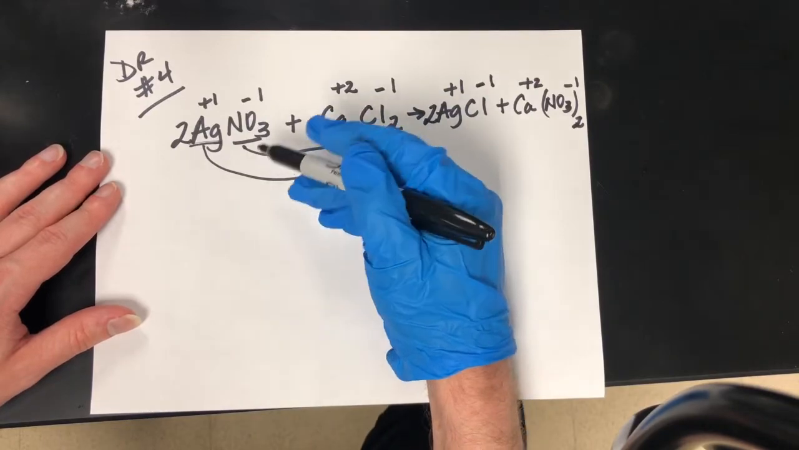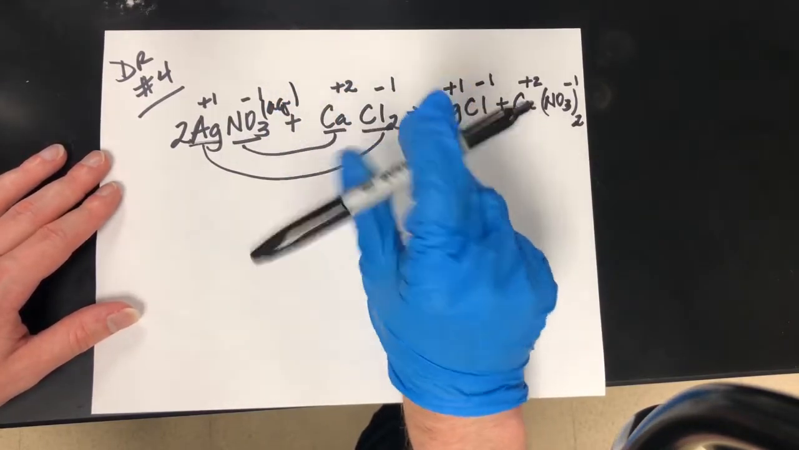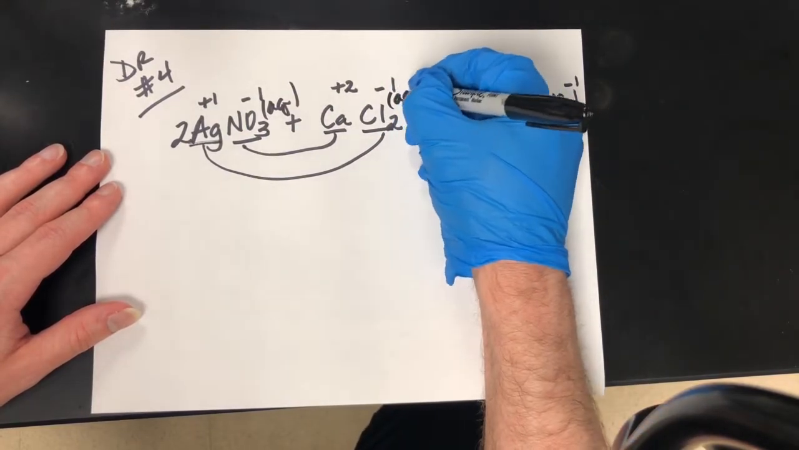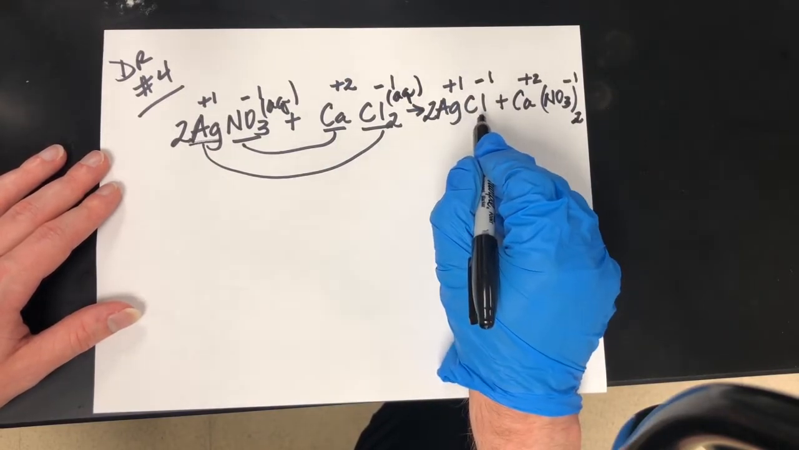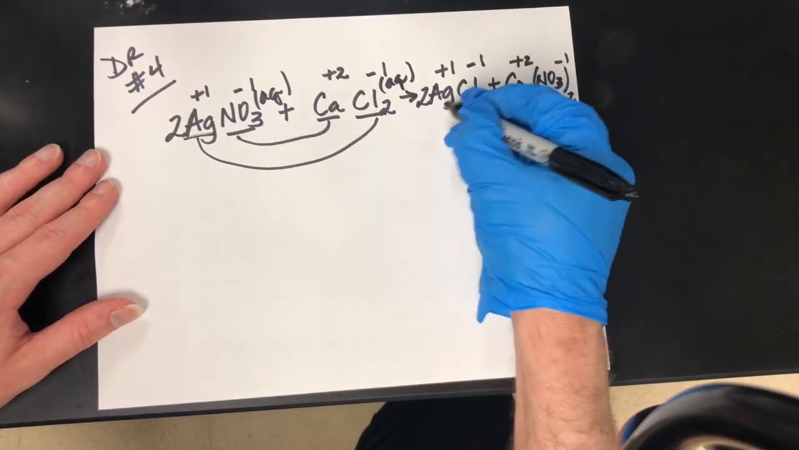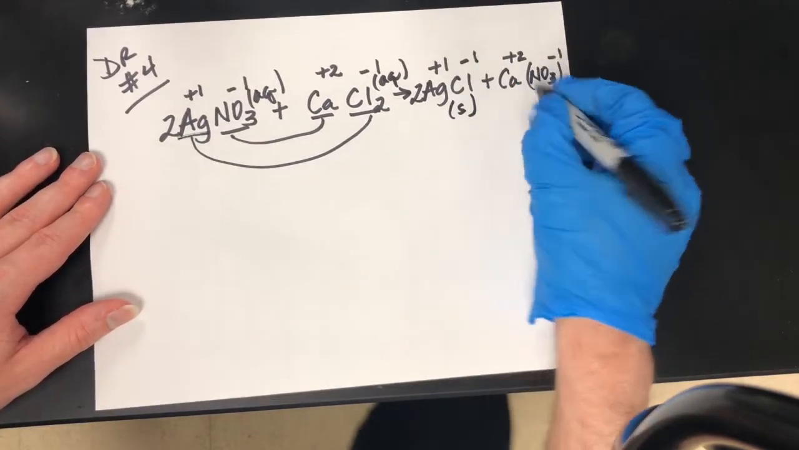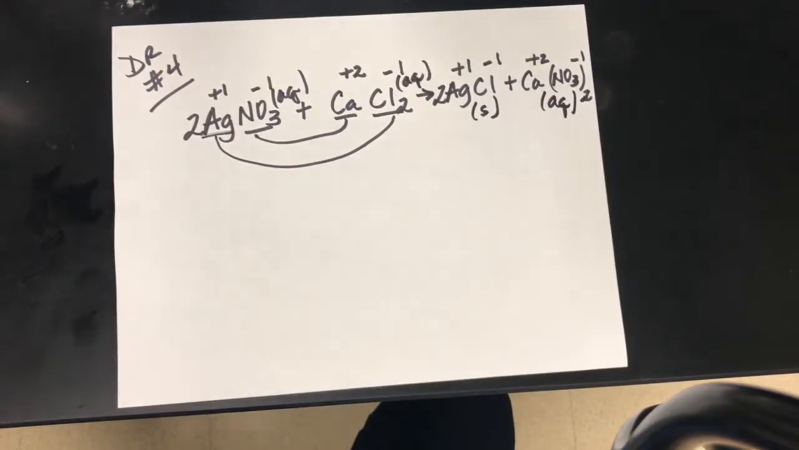All compounds containing nitrate are soluble. All compounds containing Cl are soluble except for silver, mercury, lead. So this is soluble. All compounds containing chloride are soluble except for silver, mercury, lead. This is silver, so you should get a precipitate there. All compounds containing NO3 are soluble, so it's aq like that. So we'll come back and we'll look at what that looks like in real life.